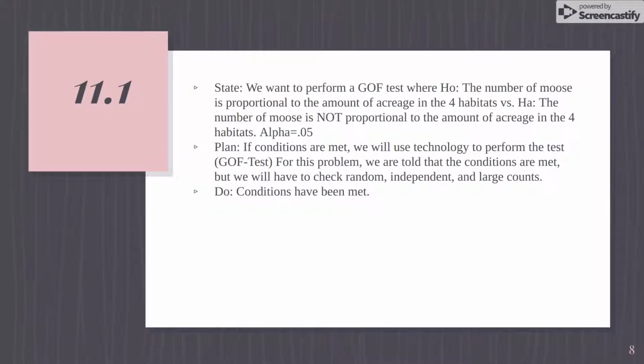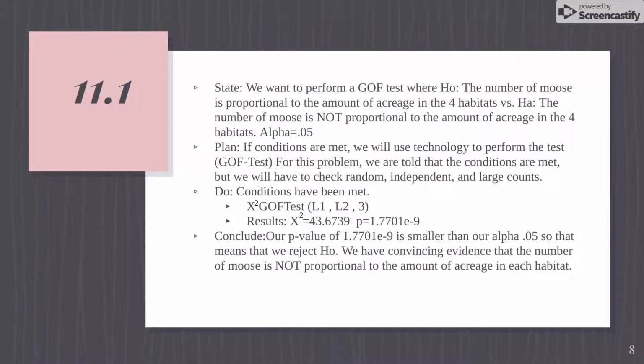We'll state that the conditions have been met, and then we will label our inputs from the calculator. We will go to stat, then test, and then option D. Here you will insert or edit your list 1 to have your observed counts. You'll also have your expected counts in list 2, and once you have calculated your degrees of freedom, you'll do calculate. Then you will want to record your results. So your chi-square statistic will be 43.6739.